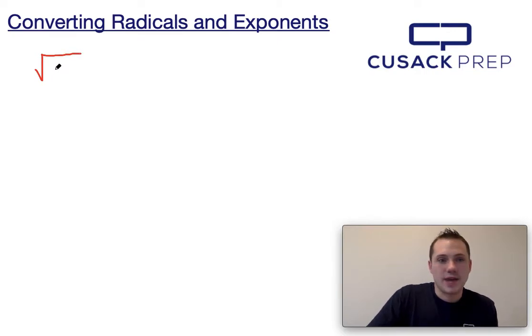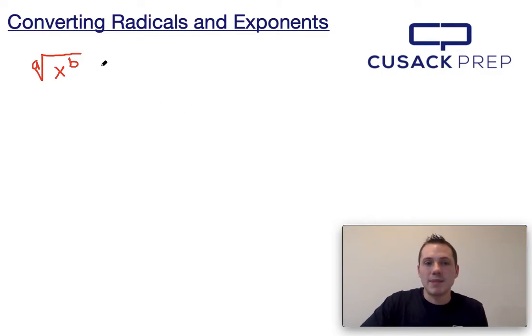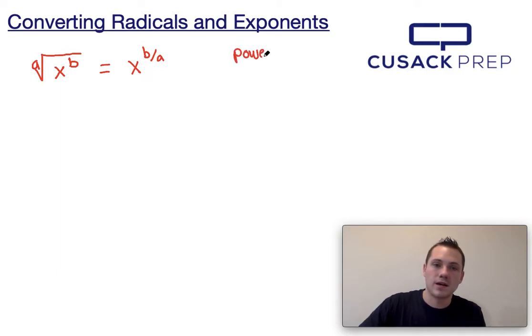And if inside of that radical we have some variable x, and that variable is raised to some power b, and we have some other number a out here, well, what that becomes as an exponent is x raised to the b over a. An easy way to remember that is power over root. Root spelled with two O's.